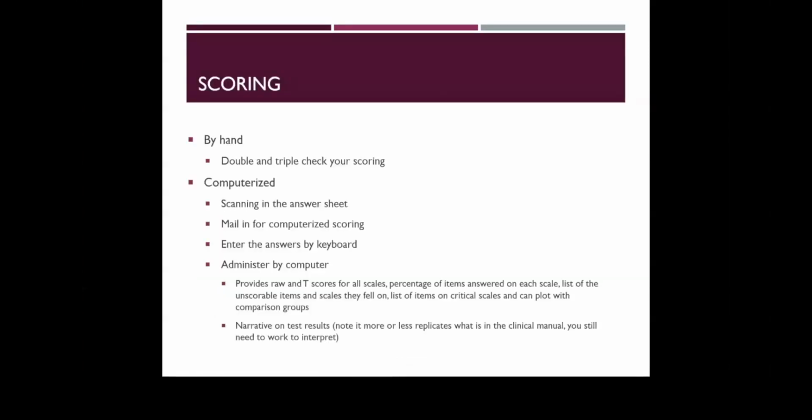There are lots of different ways you can score it. Certainly, you can still buy the materials to do it by hand. That is fine. It's your cheapest option. It is going to take you time to do that and put all those wonderful bubble sheets down. You should double and triple check your scoring if you do it that way, but there's nothing magical about the computerized version versus the hand scoring version in terms of interpretive ability, because everything that comes out of a computerized administration in terms of its interpretability is listed directly from the manual.